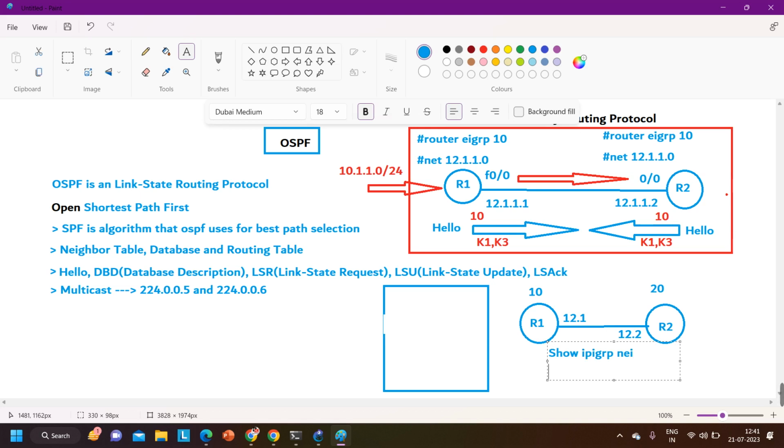Now what do I need to do? Let me check why there is no neighborship. Let me check the AS number on router number 1, because you already know the reason why EIGRP neighborship is down can be a mismatched AS number. Yes or no? Yeah. How do you check the AS number? You will run the command show ip protocols. In this command you can also see the AS number. On this router you will see, okay, AS number 10 is fine. On router number 2 you will see, oh, AS number is 20.